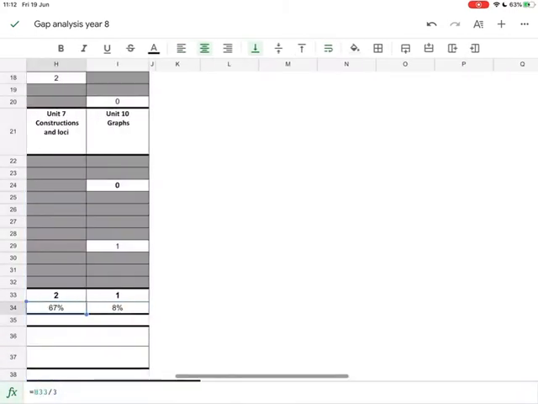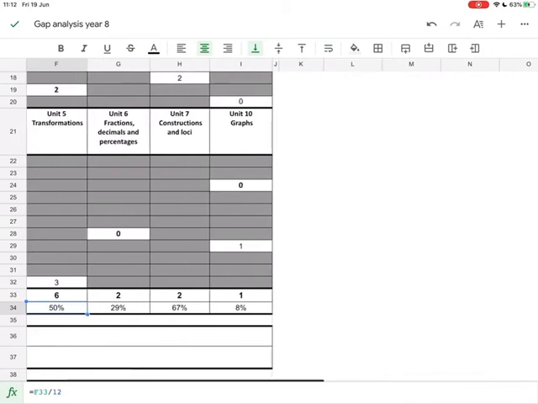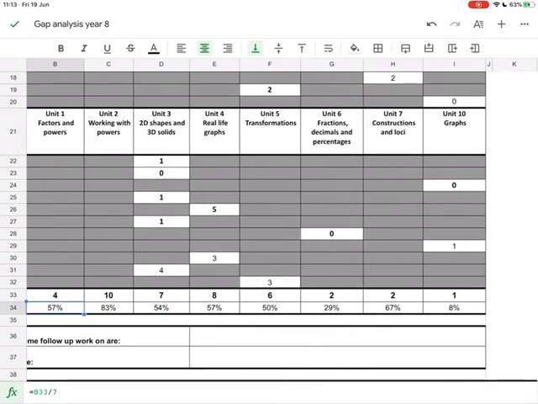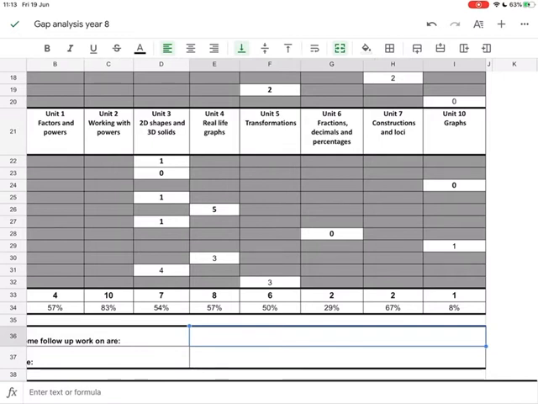So I did quite well on my Unit 2. If I move across to Unit 10, you can see there on Unit 10, I only got 8%. So Unit 10 was my unit that I was not particularly strong at. Similarly with Unit 6, I would say that's perhaps an area I need to do some more work on, my fractions, decimals and percentages work. So for me, my Unit 10 and my Unit 6 are probably my weaker ones, and my Unit 2 is my stronger unit.